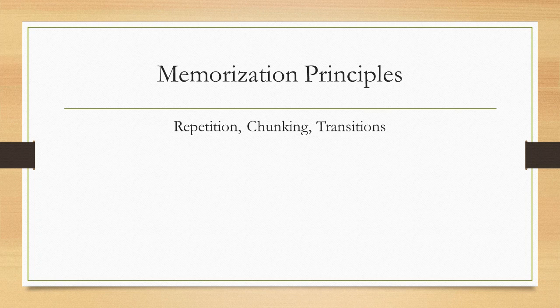Memorizing a text, like a poem or a chapter of scripture, is different from memorizing a list of objects or names. The three principles for memorizing texts are repetition, chunking, and transitions. In this video, I will introduce each of these principles briefly.